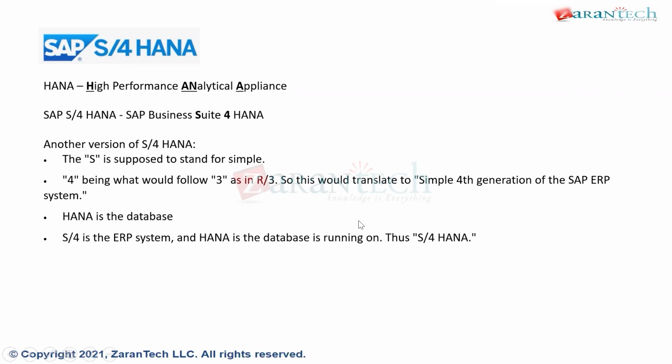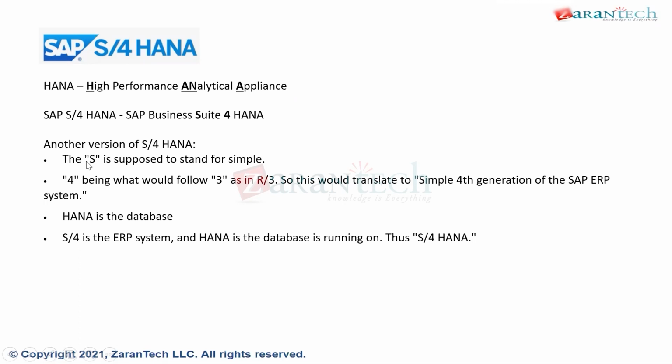Okay. And then SAP S4 HANA stands for SAP Business Suite for HANA. So this S stands for Business Suite. Business Suite is nothing but the ERP system. Business Suite basically contains multiple systems apart from ERP, including SRM, CRM, SCM. It's called Business Suite. So SAP Business Suite for HANA. This is the most popular version for S4 HANA, but there is another version also.